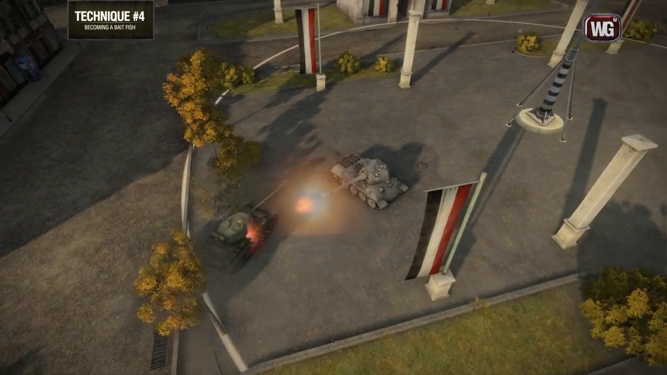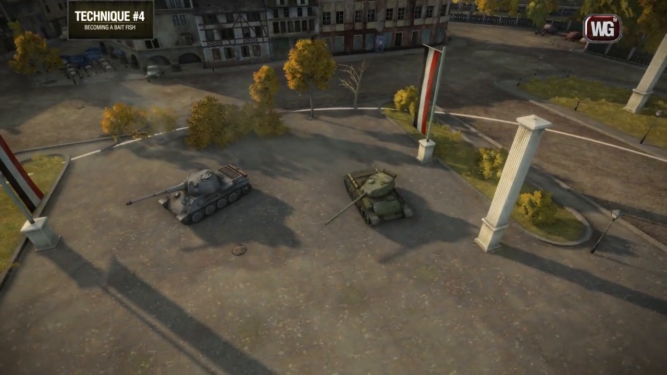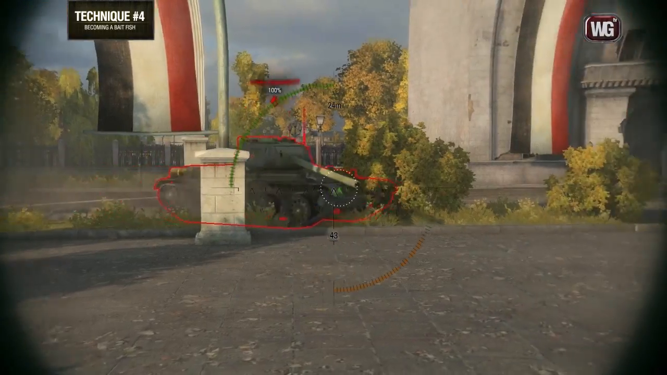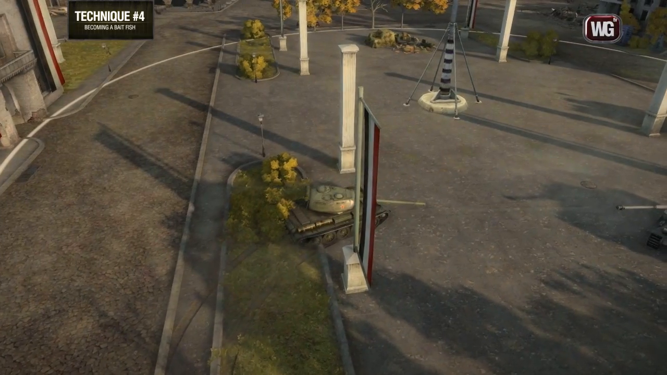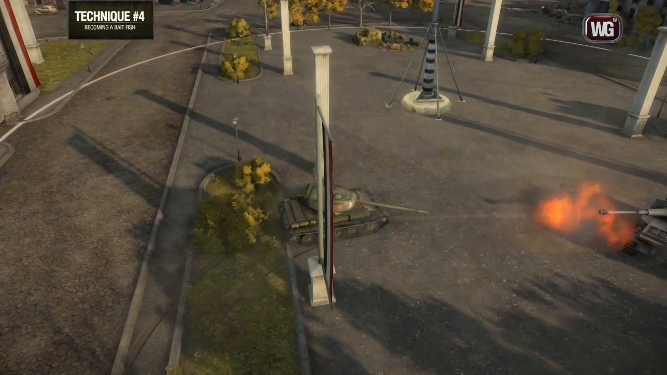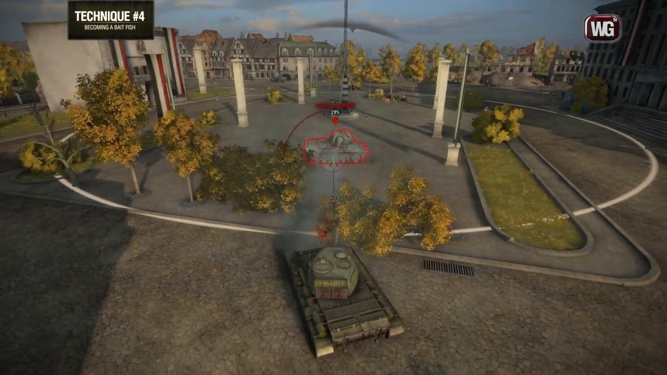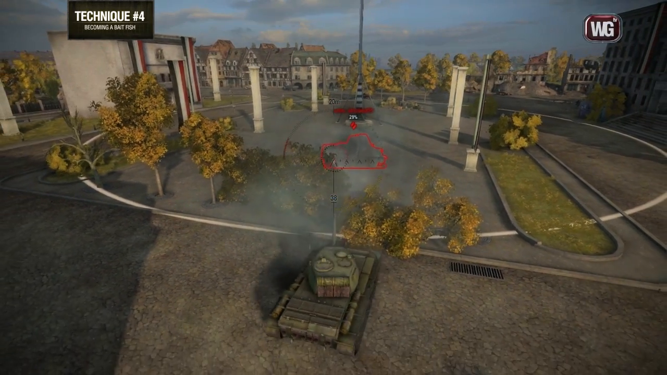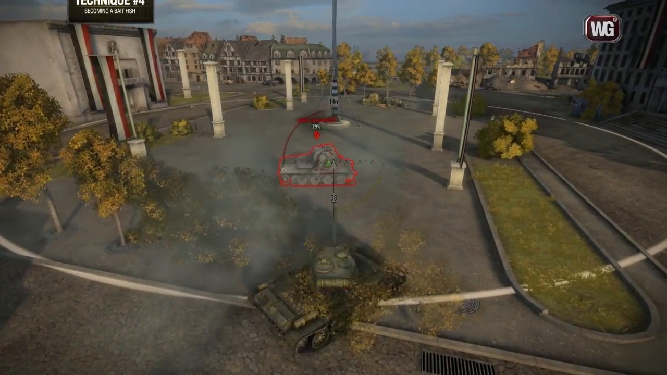Technique number 4, becoming a bait fish. Now that's a challenge. You have to be a real pro to do this right. Let your enemy fire at your hull side, then quickly turn into a diagonal position. This way the shell will ricochet. As a result, your tank won't get damaged. Sudden, surprising movements are always useful in an engagement if you can manage to keep your crosshairs on the target. Nevertheless, don't forget that rotating the hull also decreases its speed.